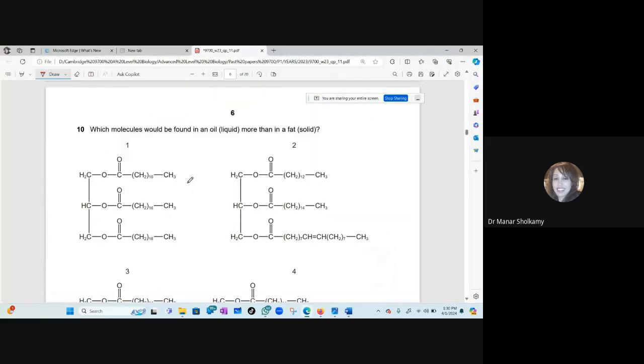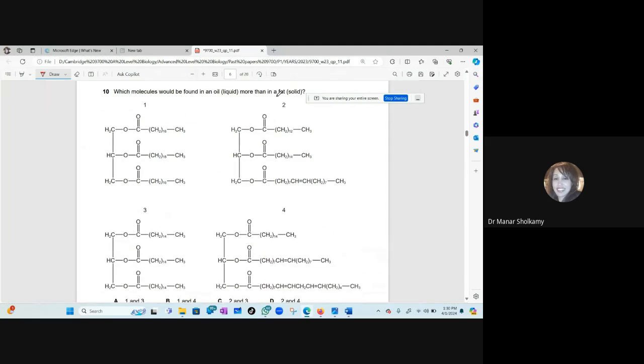Okay? Let's not waste time. So we already reached 10. That's very good. Which molecules would be found in an oil, not in a fat? Now, what's the difference between the 2 types of fats here? You have liquid fat and solid fat. Remind me, I forgot. Liquid fat is unsaturated fatty acid, and the solid fat is the saturated fatty acid. Good. So the liquid fat, this is the unsaturated.